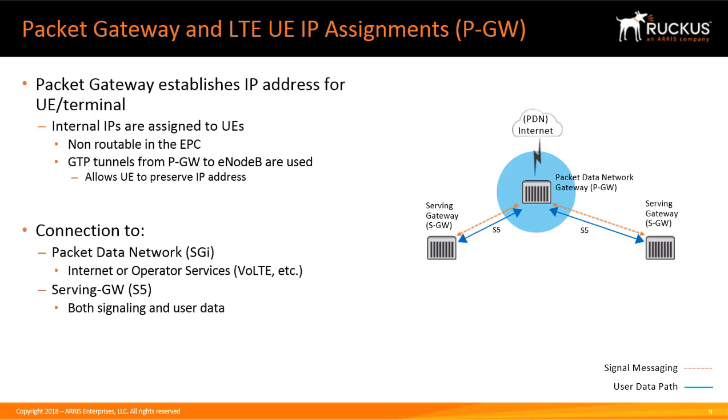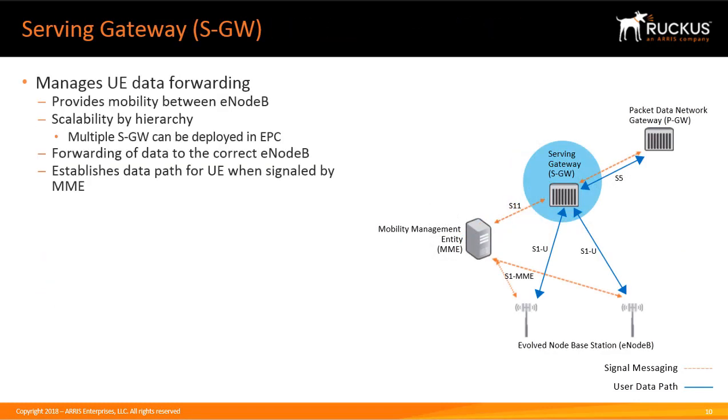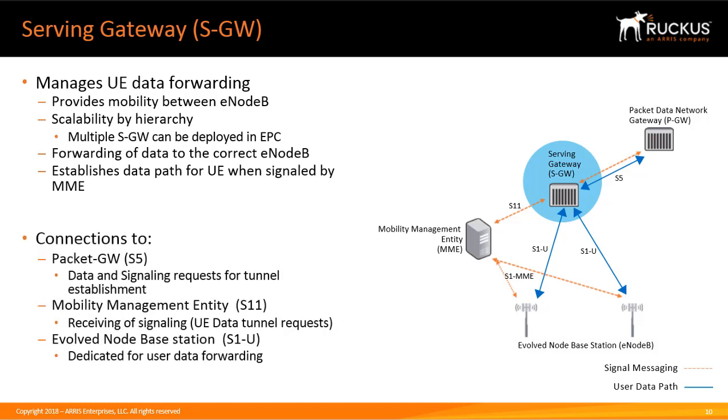The serving gateway establishes and maintains the tunnels forwarding UE data to the eNode B it is being serviced by. This places the responsibility of forwarding to the correct eNode B on the serving gateway, relieving the packet gateway from this process. As a UE's mobility moves it from one eNode B to the next, the serving gateway dynamically establishes connections to forward UE data. The serving gateway performs this process by the establishment of GTP tunnels to the proper eNode B servicing the UE.